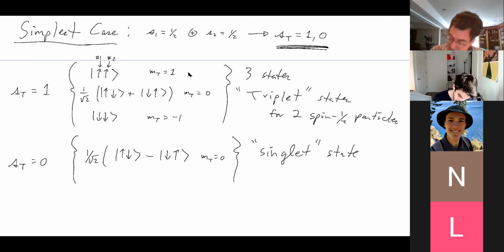All right, now something to notice. Let's take a look and notice the symmetry.